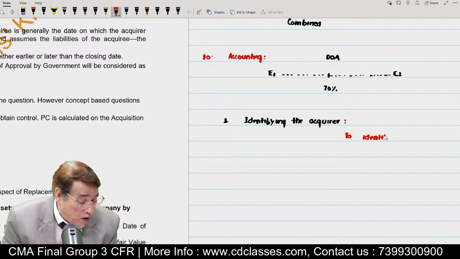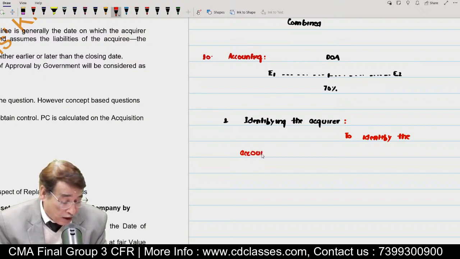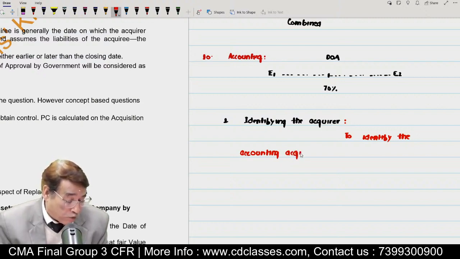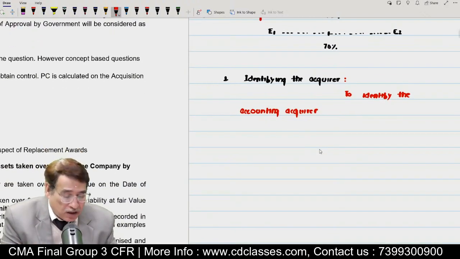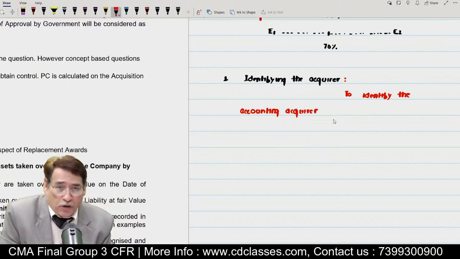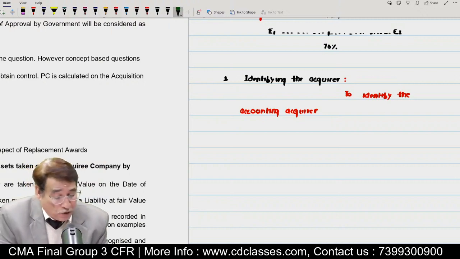This step basically means to identify the accounting acquirer. This step says that we have to find out who is the accounting acquirer. Now, first of all, we need to analyze this particular step. In order to analyze this particular step, pay attention here.